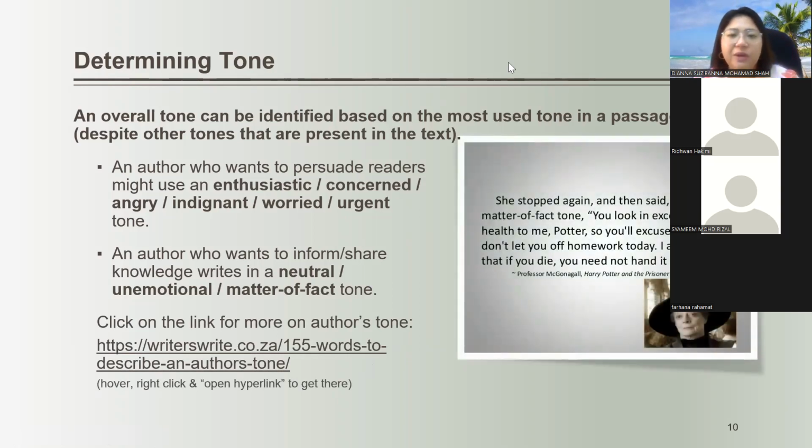Okay, so let's take a look at this example. All right. She stopped again and then said in a very matter-of-fact tone. When it comes to matter-of-fact tone, look at this one. To inform, she tells, matter-of-fact. So the tone is going to be neutral. There is no emotion shared. Okay, so here, Professor McGonagall somehow informed Potter.